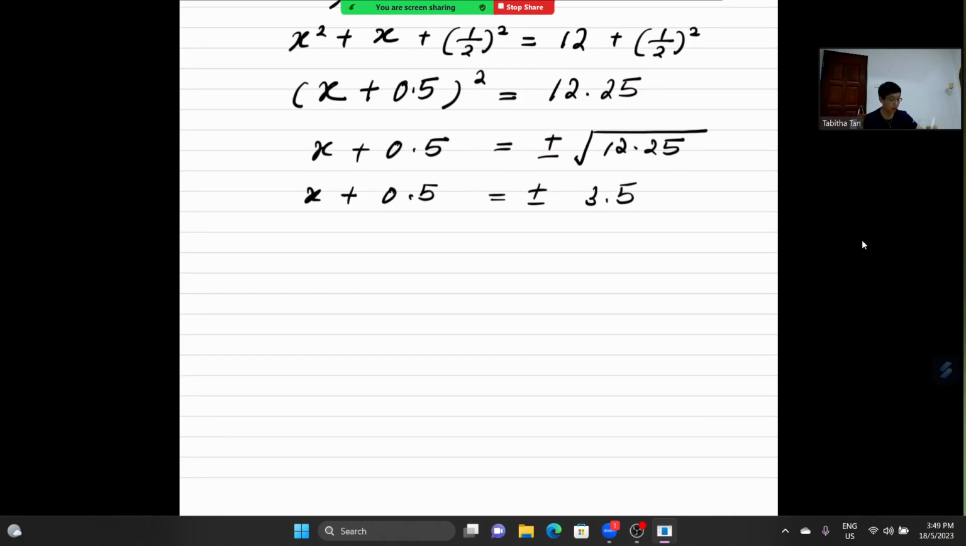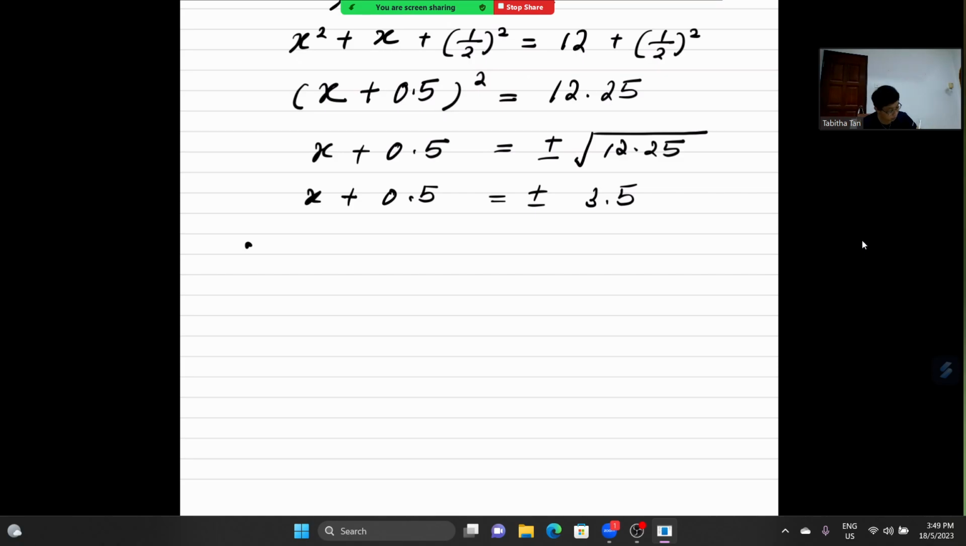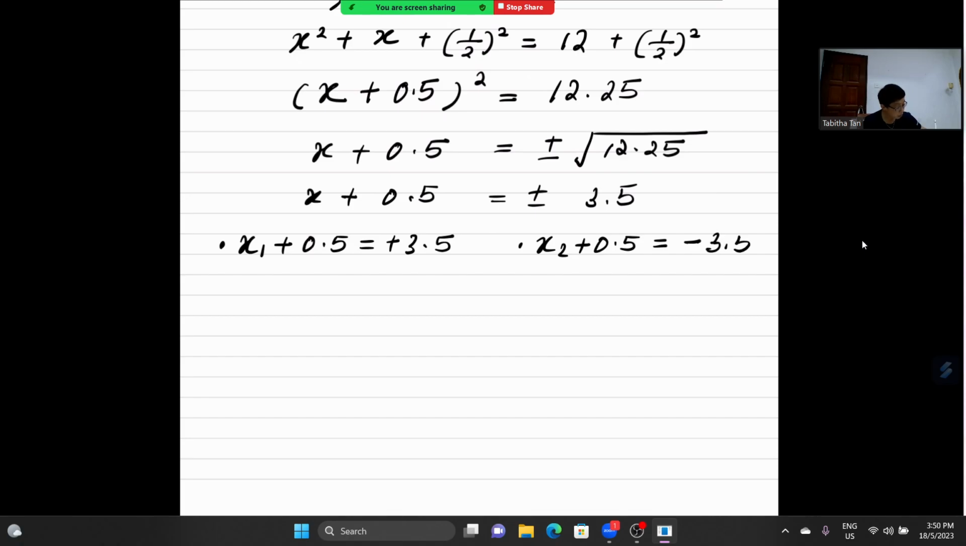3.5. And there comes the splitting into two sets of linear equations. x plus 0.5 equals the positive version of 3.5. The other one is x plus 0.5 equals the negative, a little bit cramped here. Let me write this, share out the space. Okay, x plus 0.5 equals the positive version of 3.5. Then the second version, where we have x plus 0.5, this time equals the negative 3.5.